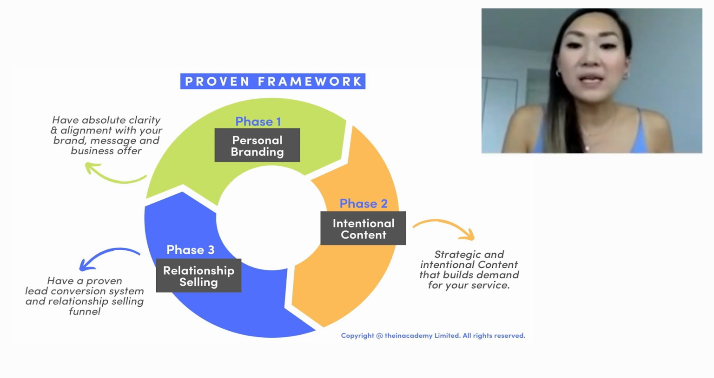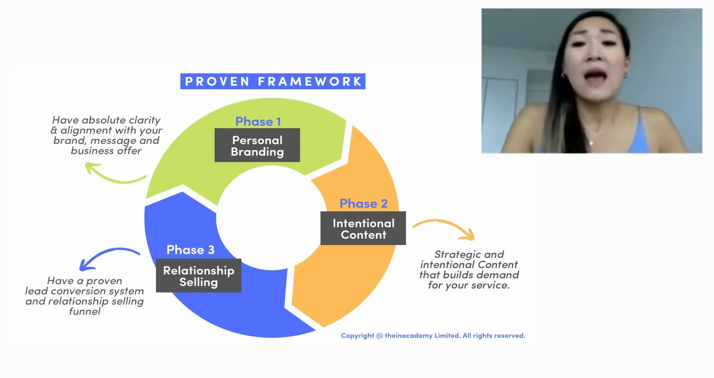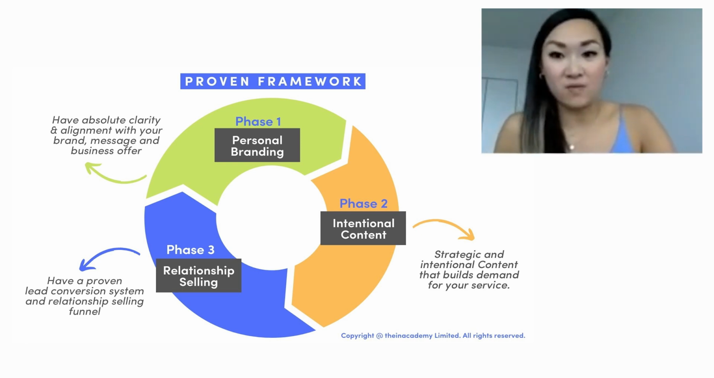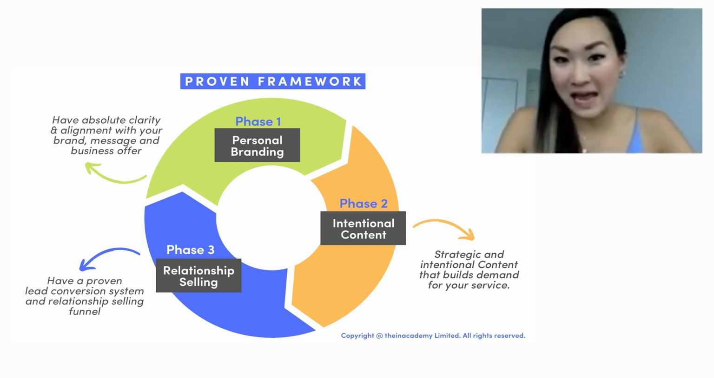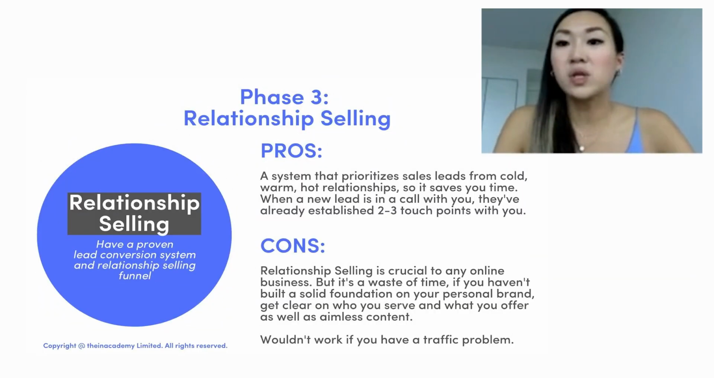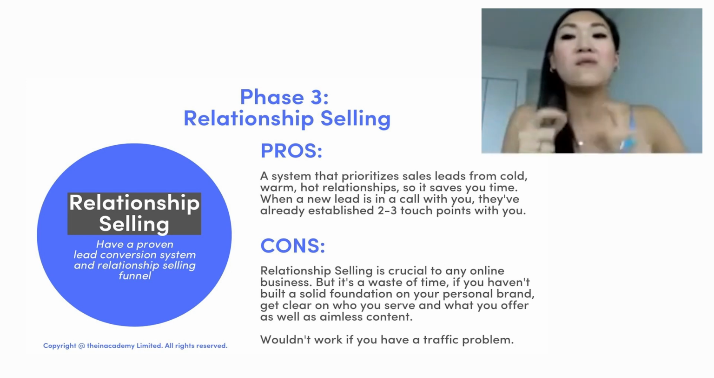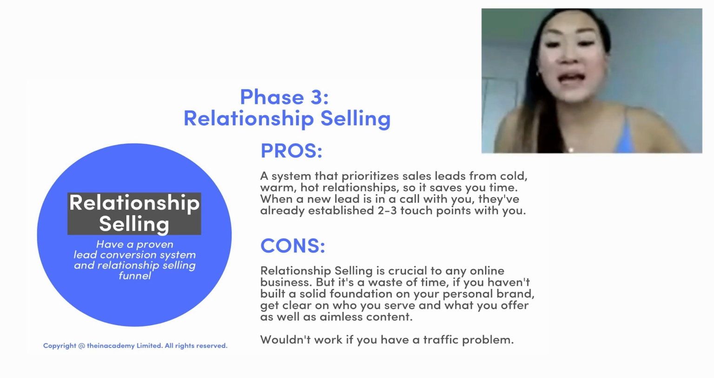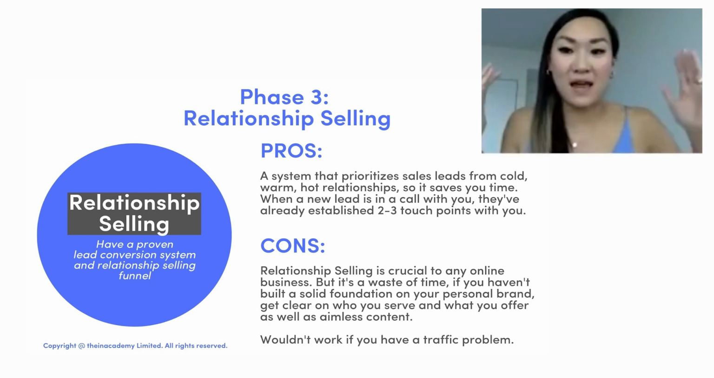Phase 3 is you need to have relationship building pillars at the very last. Have a proven lead conversion system and a relationship selling funnel, in order to have this proven framework work hand in hand together. The pro of this is a system that really helps you prioritize your sales leads from cold, warm, and hot relationships, so it would save you time. When a new lead jumps in, they have already established 2 to 3 touch points with you. That's the pro of the entire process.